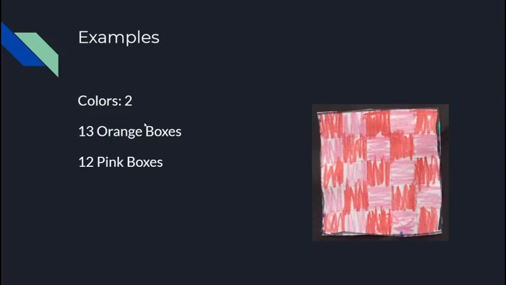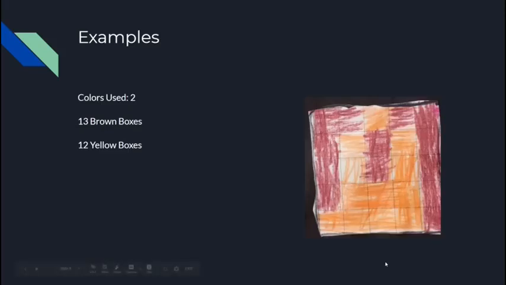There we go. And like I said, here's another example of someone who used 2 colors, but still has a different pattern. So just because you're using 2, if you choose to use 2 colors, you can do different types of patterns. You can create your own thing. So this friend has 1, 2, 3, 4, 5, 6, 7, 8, 9, 10, 11, 12, 13 brown boxes, which means how many yellow ones do you have? 1, 2, 3, 4, 5, 6, 7, 8, 9, 10, 11, 12.